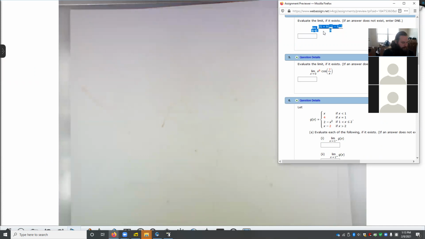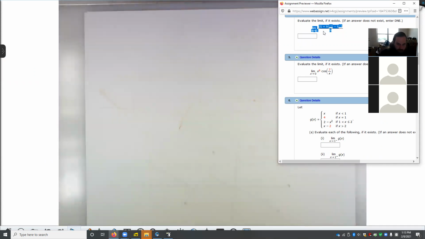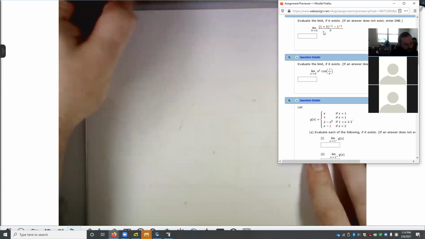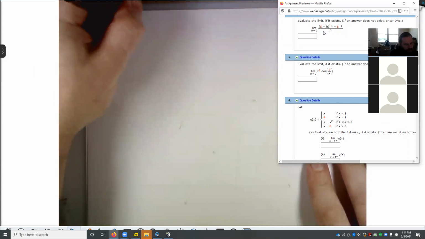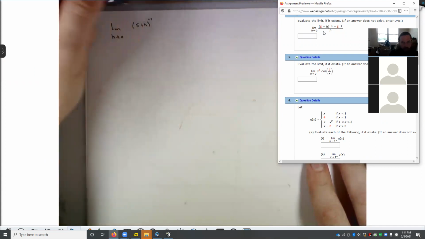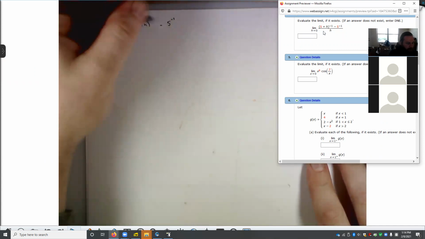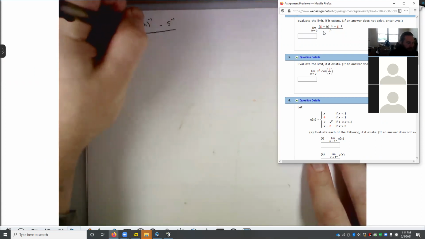The trick here is just to handle the algebra carefully. We've got to follow that order of operations, and make sure we don't step on our own toes. So we've got lim h to 0, and then upstairs, 5 plus h to the negative first power minus 5 to the negative first power, all over h.